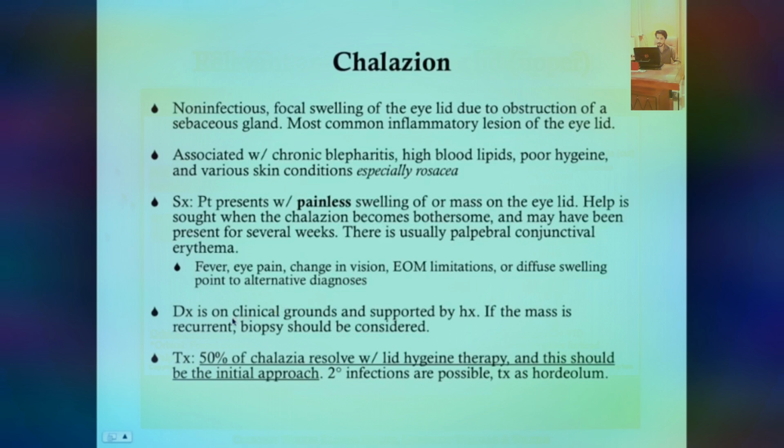The diagnosis is clinical and generally supported by the history. If the mass is recurrent, so the patient has had a diagnosis of quote-unquote chalazion, and it hasn't gone away, or it's gone away and come back, you should consider doing a biopsy because it may be a tumor. The treatment is conservative. You do lid hygiene therapy, and this should be done as the initial approach. Secondary infections are possible, and in that case you should treat as hordeolum.